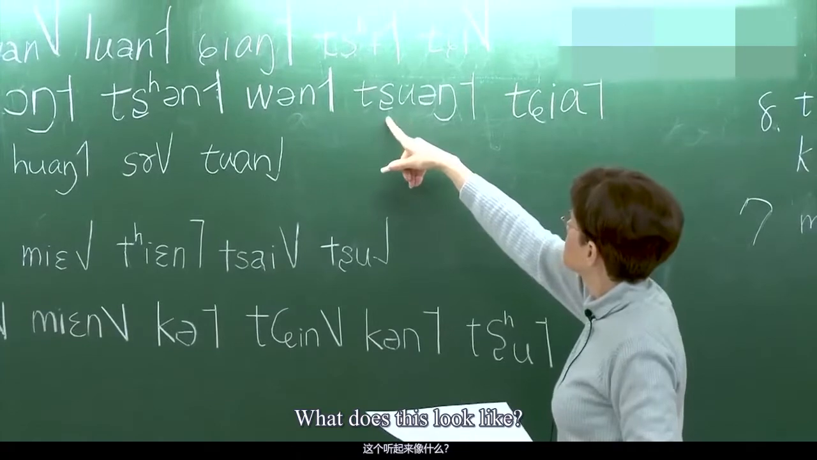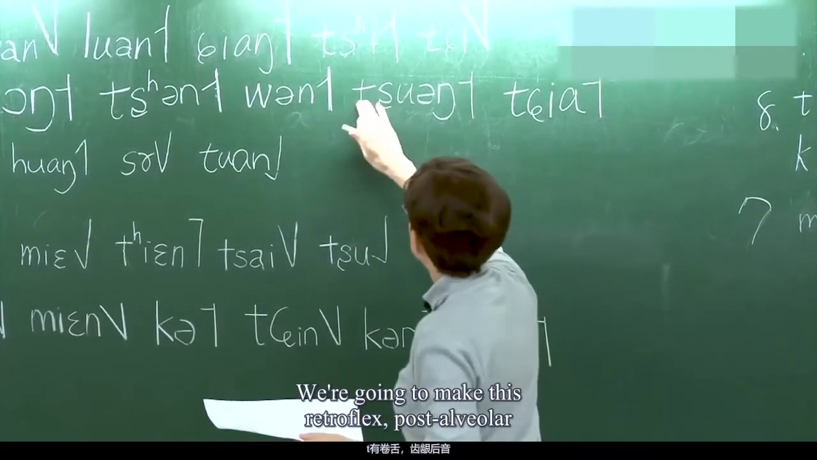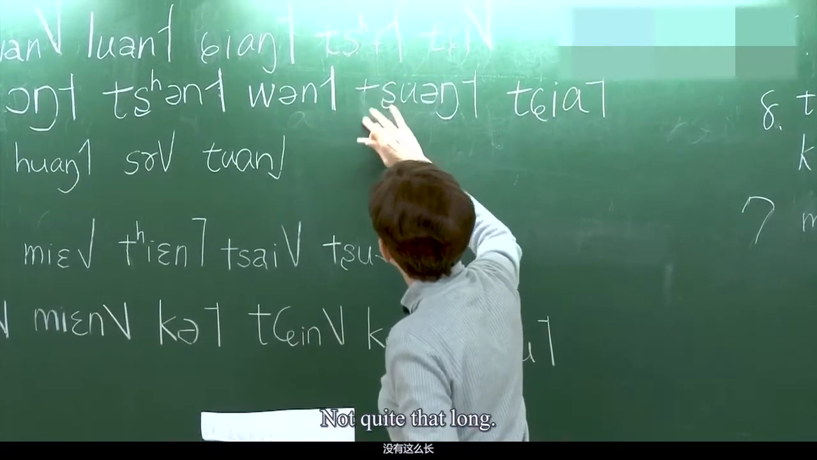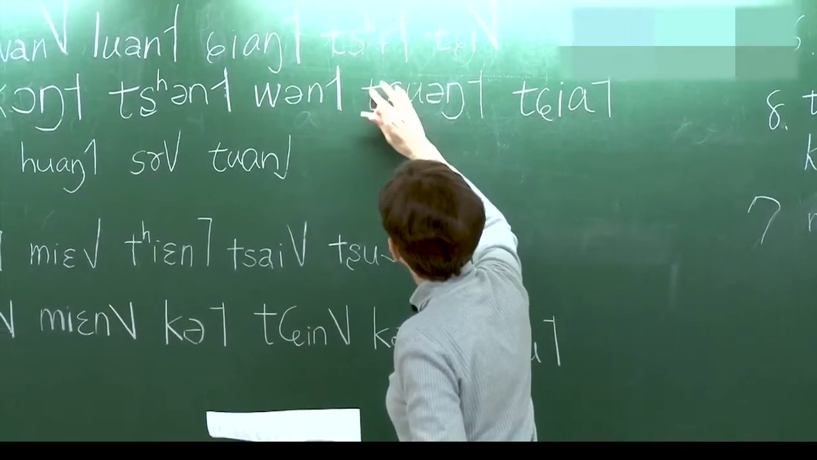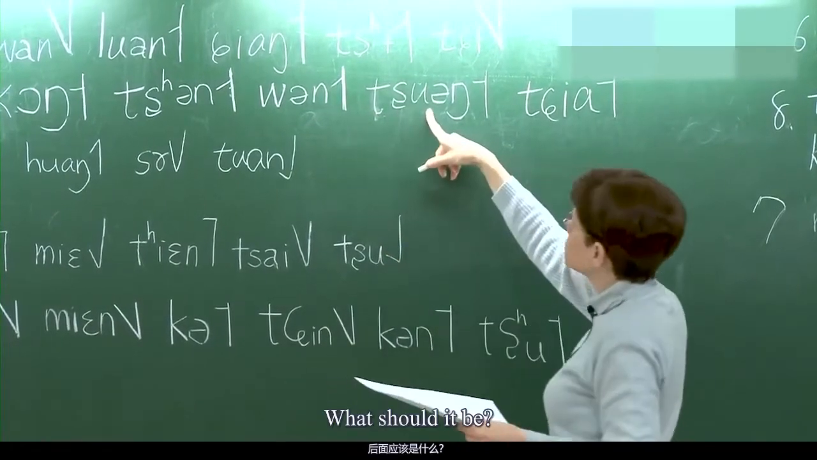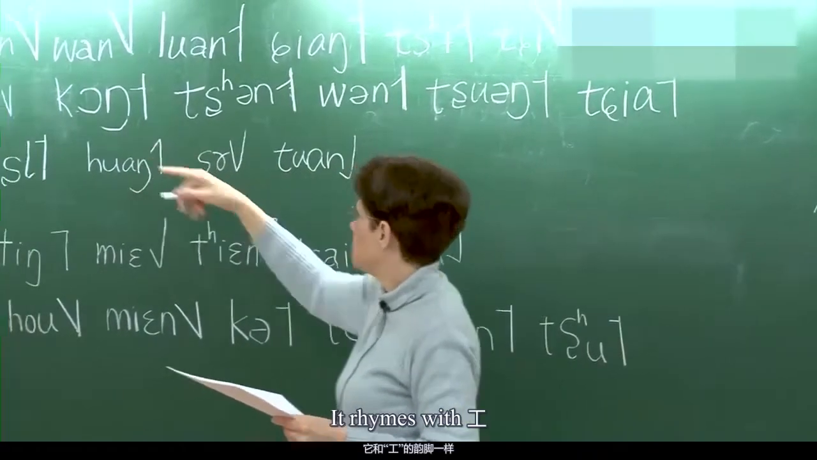Zhong, what does this look like? Zhuang. We're gonna make this retroflex, post-alveolar. Not quite that long. Okay. Well, we have to make it a little longer, otherwise we can't tell the difference. Zhi, what should it be? Same as gong, right? It rhymes with gong.